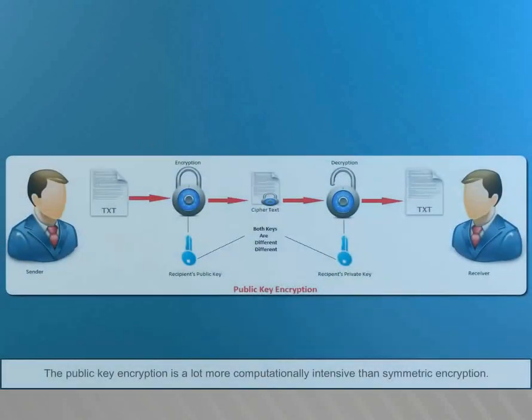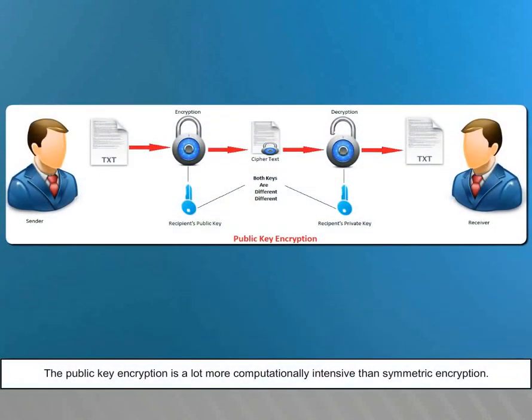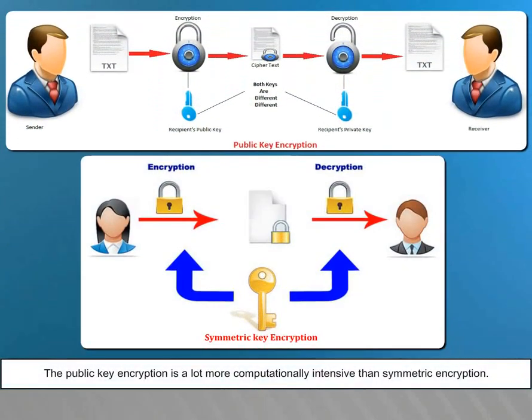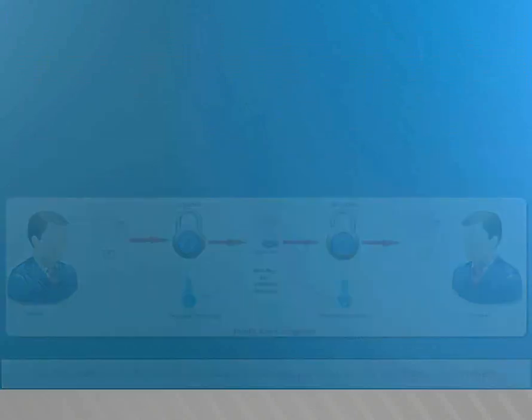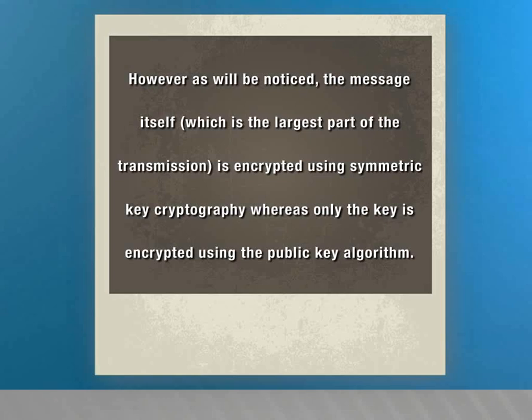Public key encryption is a lot more computationally intensive than symmetric encryption. For this reason, both forms are used, as public key encryption solves the key distribution problem. However, as will be noticed, the message itself, which is the largest part of the transmission, is encrypted using symmetric key cryptography, whereas only the key is encrypted using the public key algorithm.